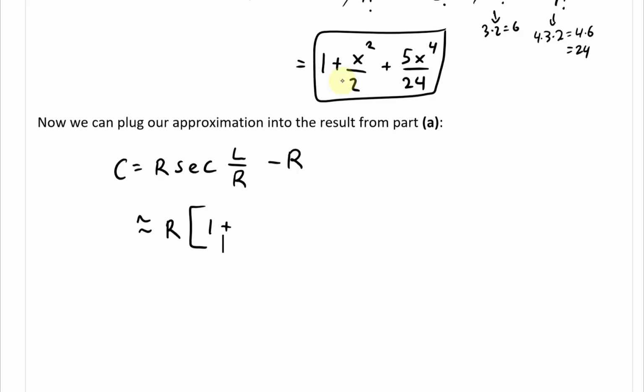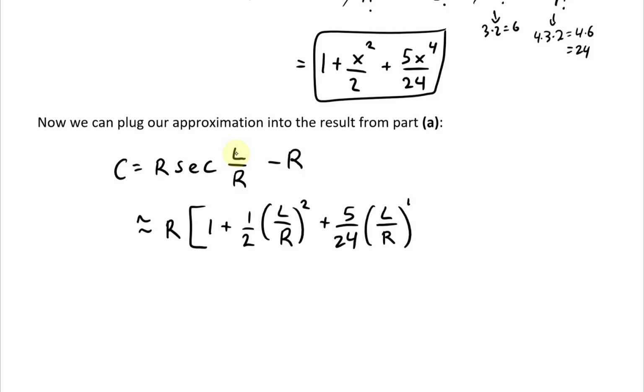So 1 plus, putting the 1 over 2 in front, L over R squared, and then plus 5 over 24 times L over R to the power of 4. But we also forgot the minus R at the end. So we have the minus R over there, and now when we multiply this R inside, this R will cancel with this one here.